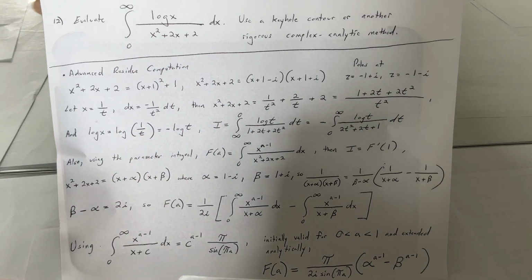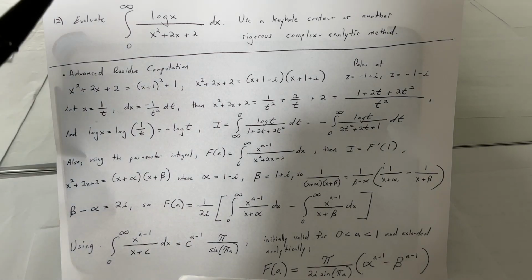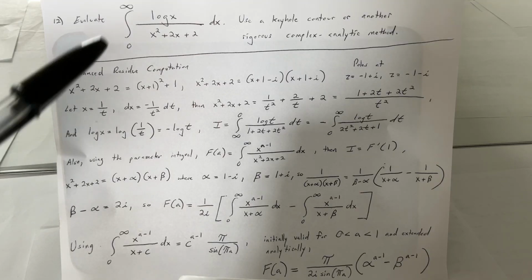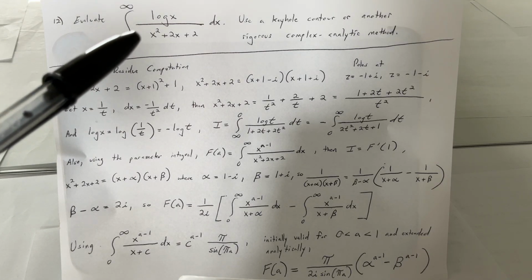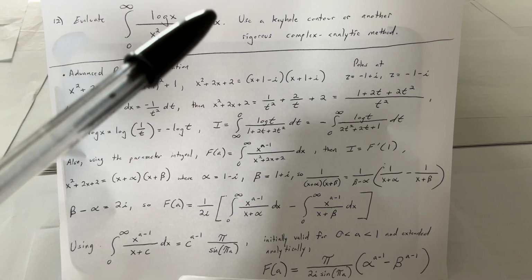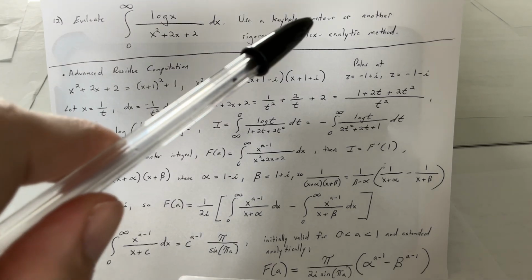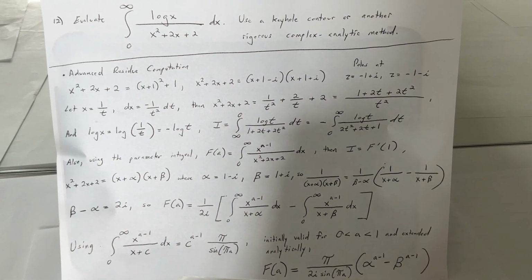So part 5 of complex analysis practice final exam, number 12, last problem. Integrating from 0 to infinity, log x over x squared plus 2x plus 2 dx. Use a keyhole contour or another rigorous complex analytic method. Okay, so advanced residue computation.